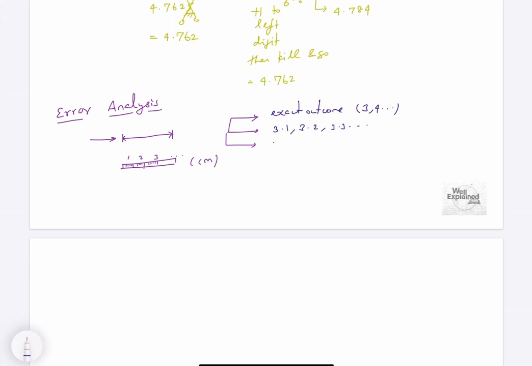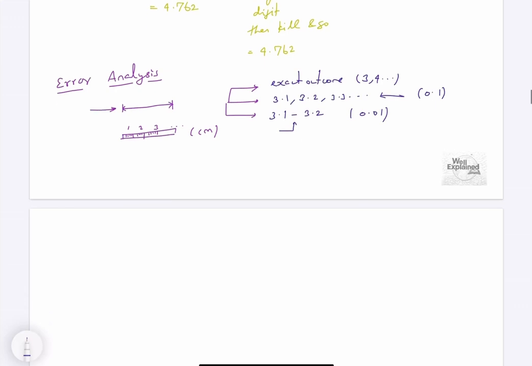Or it could be that it lies between 3.1 and 3.2. So in this case, you're not sure. Even in this case, you're not sure if it's correct or not. There's a decimal point difference. Here the difference is 0.1 and here the difference is 0.01. So you're not sure. So what do you think? Is it your fault or whose fault is this that these errors are creeping in?